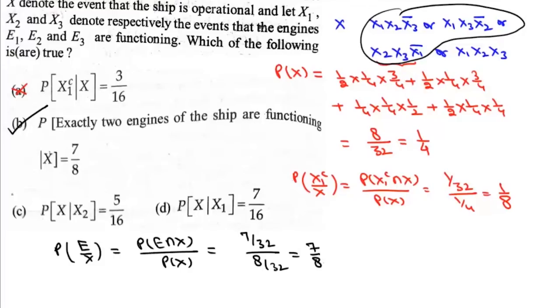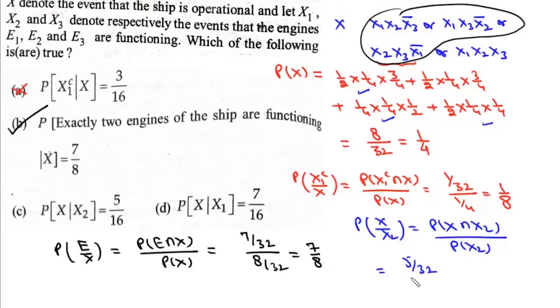Now C is probability of X by X2. So this is probability of X intersection X2 upon probability of X2. If X2 is running and ship is operational, it will be this first case, third case and fourth case, which is 5 by 32 divided by probability of X2, and probability of X2 is 1 by 4. So it will be simply 5 by 8. So that means this option C is incorrect.